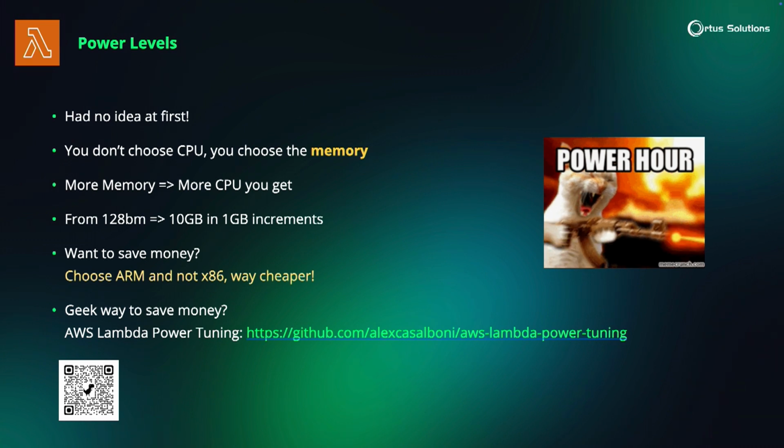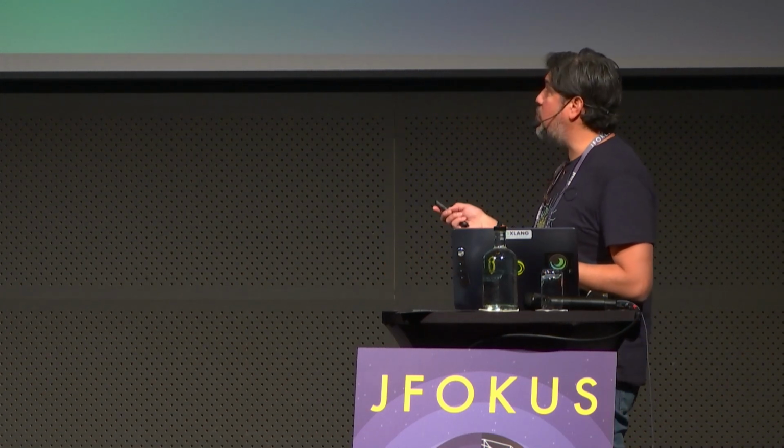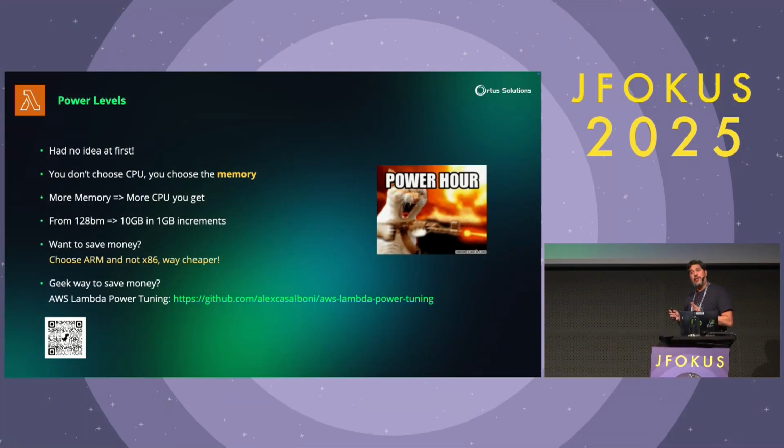And the other one that bit us a lot was power levels. We really had no idea at the beginning. There is no knob for you to control the CPU. It's only memory. So the more memory that you give your application, the more CPU you get. Again, it's very hidden in the docs, but once you find it, you will see a world of a difference in terms of performance. We started with the default at 128, and it was dog slow. We found a sweet spot around the 4 GB mark. So around the 4 GB mark, you will see really, really good performance and really good CPU.